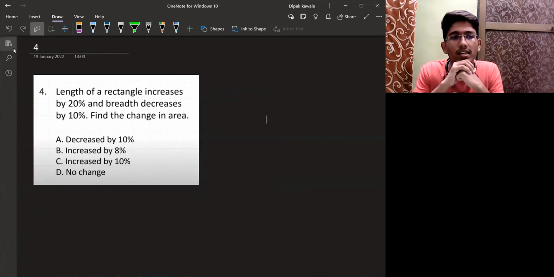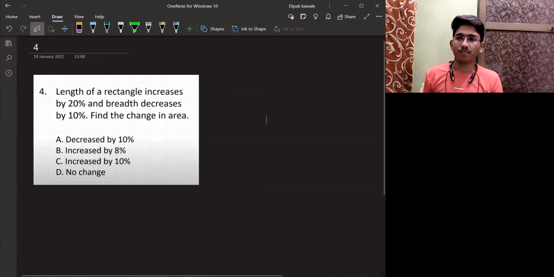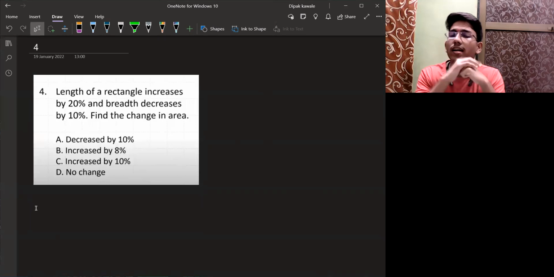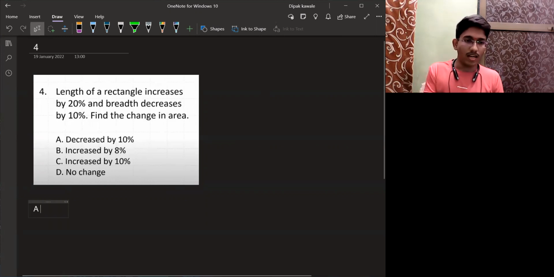Length of a rectangle increased by 20% and breadth decreases by 10%. Find the change in area. Okay, so let's solve this problem. So student, tell me how to find area of rectangle. Tell me the formula of area of rectangle. Yes, you are right, length into breadth. So we assume that A is our area and it is L into B.